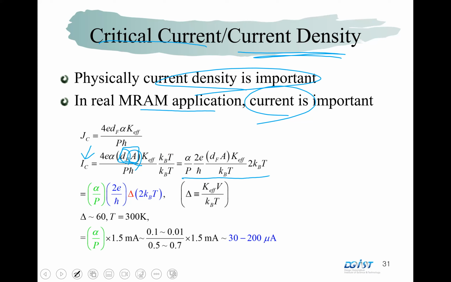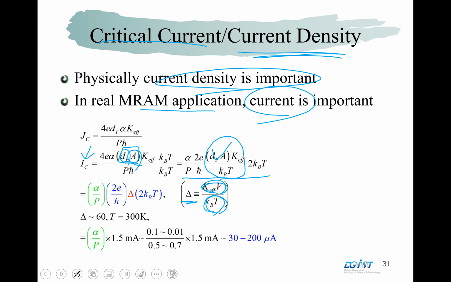Here, this term is actually the volume, and volume multiplied by the anisotropy energy divided by thermal energy is nothing else but the thermal stability factor, called delta. That is very important for data retention. I'm going to explain it more next class. But anyway, this is the energy barrier, and this is the thermal energy.